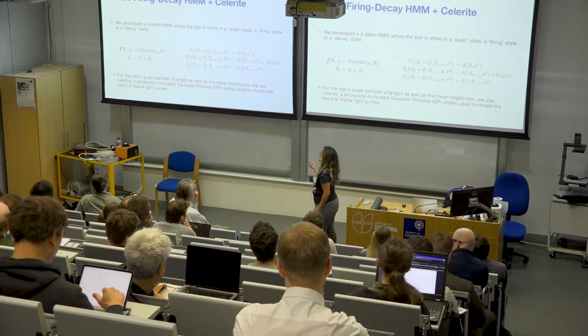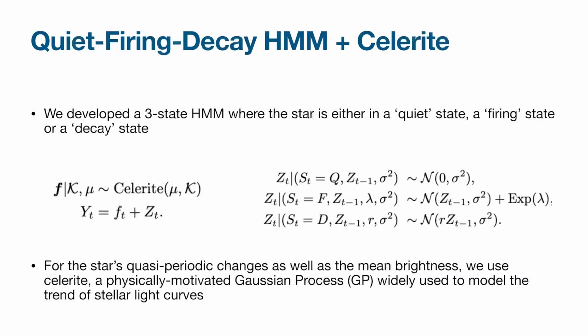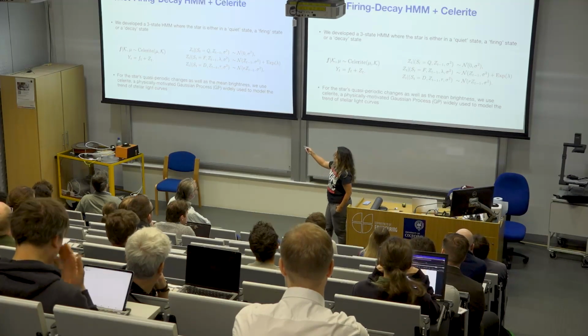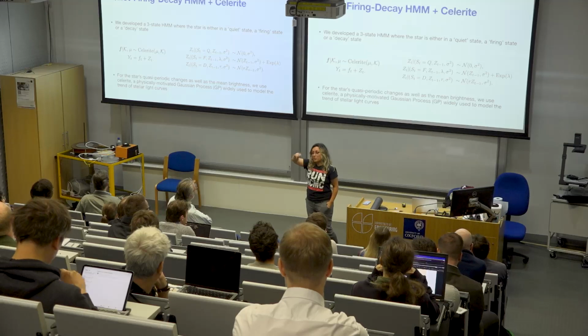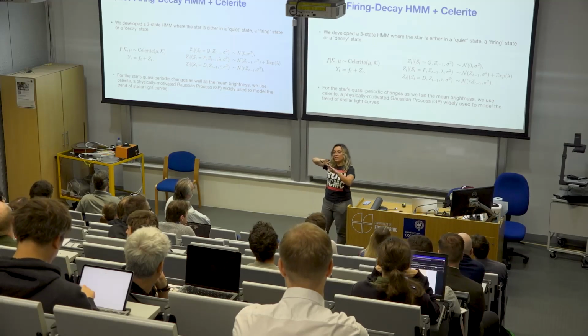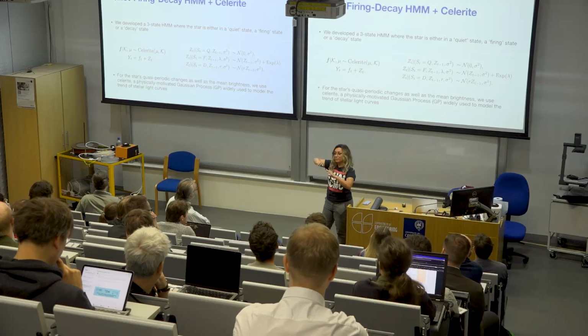So what we did is sort of a proof of concept, since the student needed to learn hidden Markov models. Let's just work with some astronomy data and see how this goes. Apparently, it went very well. So we developed a 3-state HMM where the star was either in what's called a quiet state, where it's not flaring, a flaring state, or a decay state. So we have Y as a sum of a Gaussian process, which is modeling the quasi-periodic trend, and we overlaid a hidden Markov model on top of it to describe these flaring events.